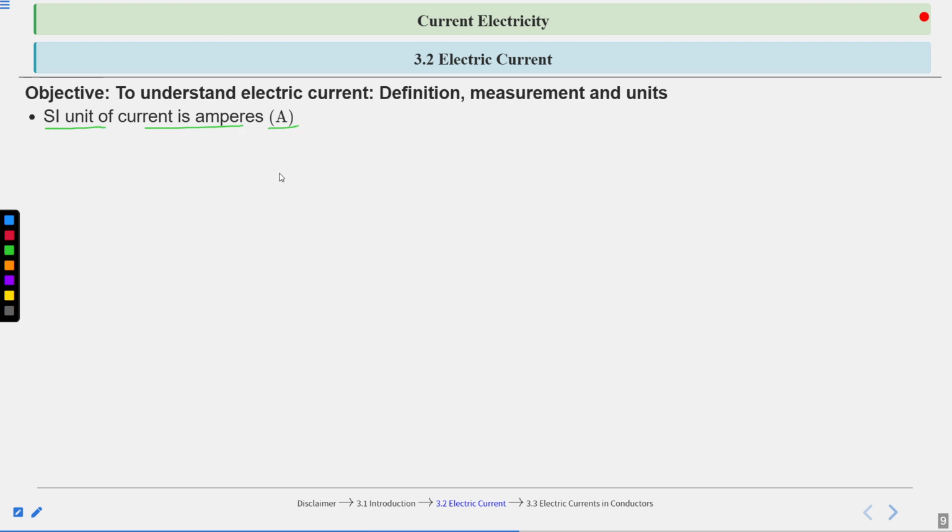The SI unit of current is ampere. You may also have studied in class 10th that the SI unit of current is ampere. 1 ampere is equal to 1 coulomb per 1 second. Current is equal to Q by t, and the SI unit of charge is coulomb and the SI unit of time is second, so the SI unit of current is 1 ampere. It is also a fundamental unit, one out of 7 fundamental units. 1 ampere equals 1 coulomb per second.